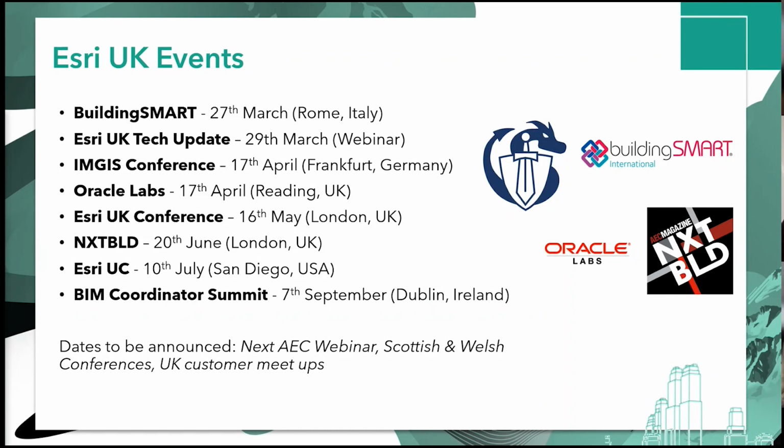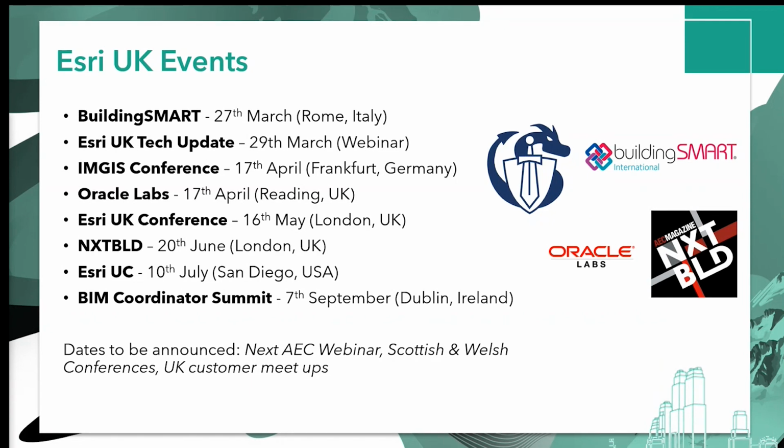And then there are some other events like Next Build, which we're going to in London. That's a day event in conjunction with AEC Magazine. We've got the UC in San Diego, the user conference, which from a sustainability perspective may not be applicable to be there live in person from the UK, but that event has been, for the last few years, fully virtual, so you can join online and watch that online. And we've got obviously a few more webinars coming in our webinar series, and there'll be further announcements on the dates for our Scottish and Welsh conference and our UK customer meetups as well. So lots to look out for. We're all over the place in 2023, so hopefully you can either join some of these events live in person or virtually, and we hope to obviously see you there.